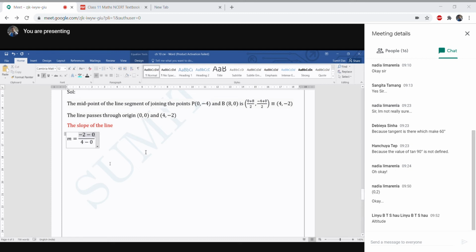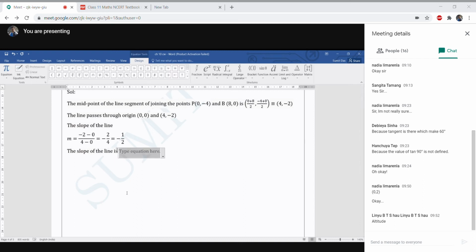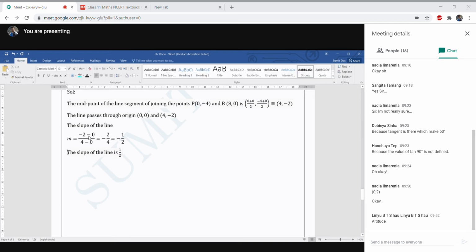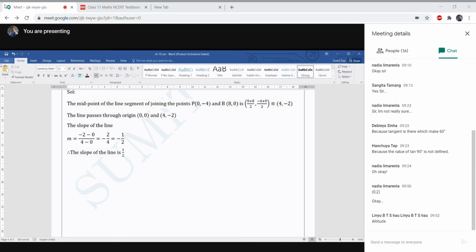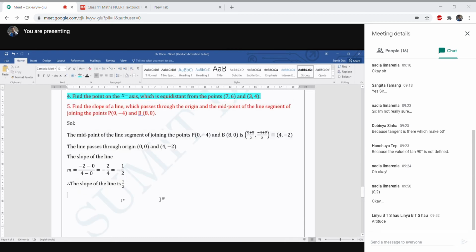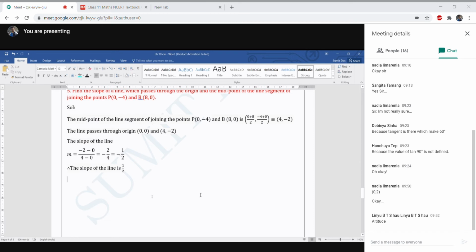If you simplify this one, it will be -2 divided by 4, which is equal to -1 by 2. Okay. So the slope of the line is -1 by 2. So this is very easy, but the thing is, you have to remember the formula. Okay, you have to remember the formula.